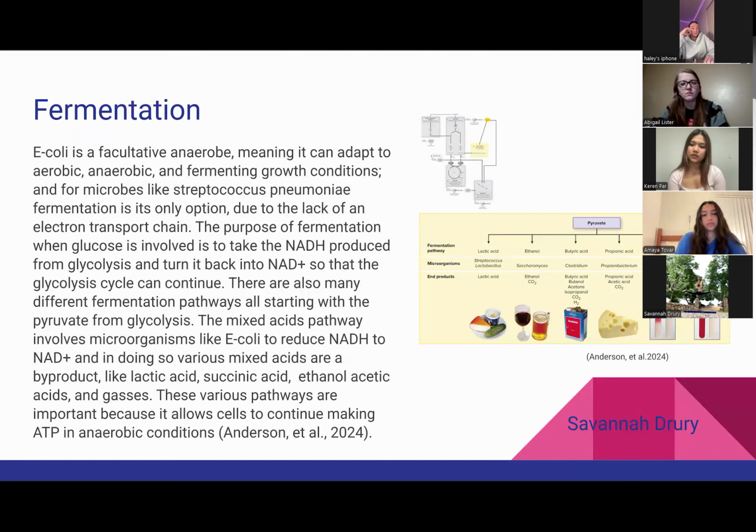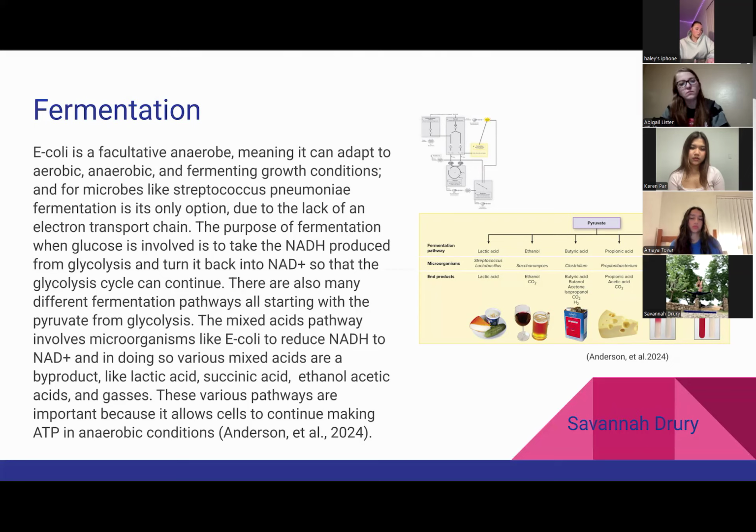Fermentation. E. coli is a facultative anaerobe, meaning it can adapt to aerobic, anaerobic, and fermenting growth conditions. And for microbes like Streptococcus pneumoniae, fermentation is its only option due to the lack of an electron transport chain. The purpose of fermentation when glucose is involved is to take the NADH produced from glycolysis and to turn it back into NAD plus so that the glycolysis cycle can continue.